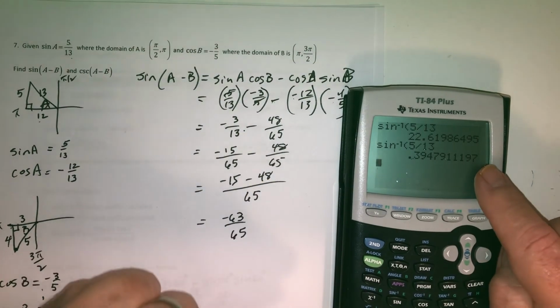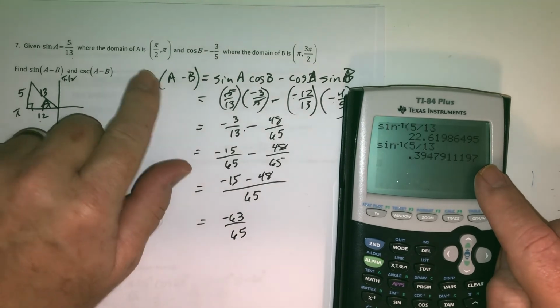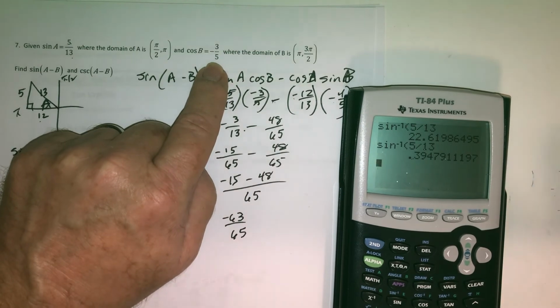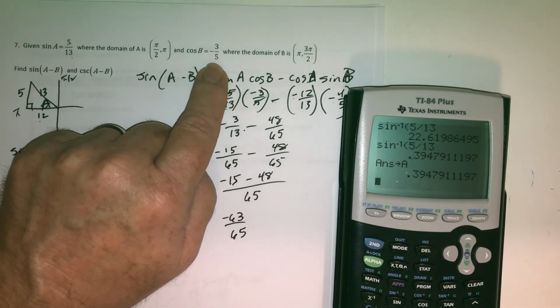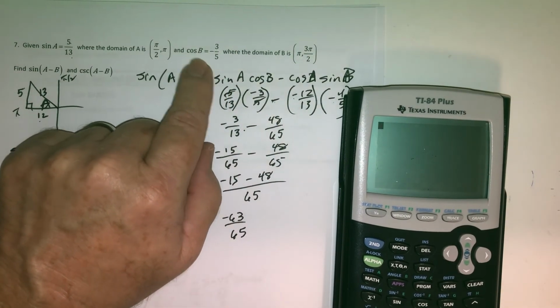So there is the angle A in radians, by the way. Okay, all right. Actually, let's store that angle in A. So alpha A, all right. Now that angle in radians is stored in the memory where the variable A is, capital A. I'm going to hit clear, and then I'm going to go find angle B.